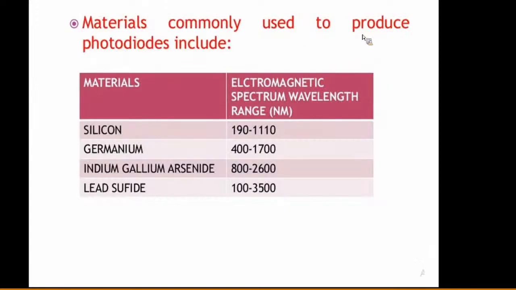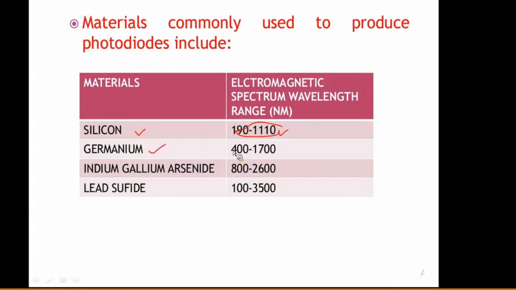Now, the materials commonly used to produce photodiodes, generally these are the materials they are using. These wavelengths are very, very important. Remember this. The first one is silicon material. For silicon, the spectrum wavelength will be 190 nanometers to 1110 nanometers. This is the spectrum wavelength for silicon. Within this range only, it will act as the photodetector or the photodiode. Beyond this, the silicon device will not act as your photodiode.